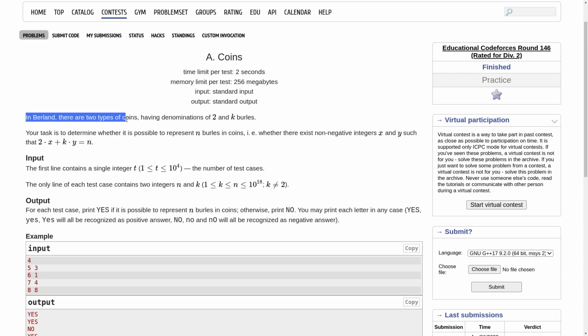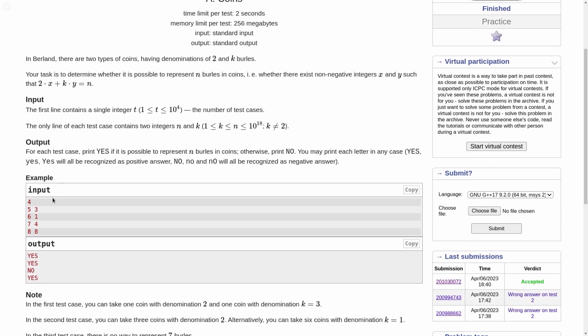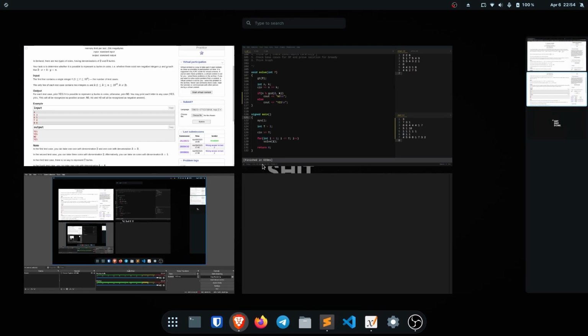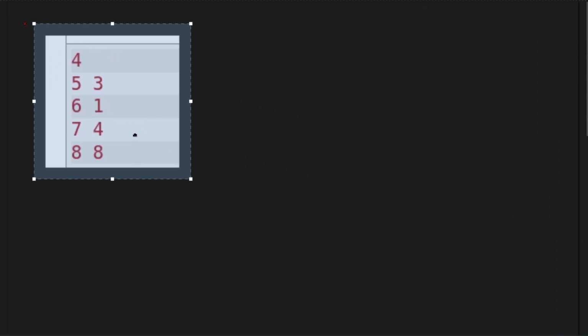Now the first problem is that there are two types of coins having denominations of 2 and k burles, right? And we have to find whether we can form a total amount of n with them. So it has to form this type of equation where 2x plus ky equals n, where x and y can be any non-negative integers. There are actually a couple of ways to solve this problem, but let us first discuss the sample test cases that have been given to us.